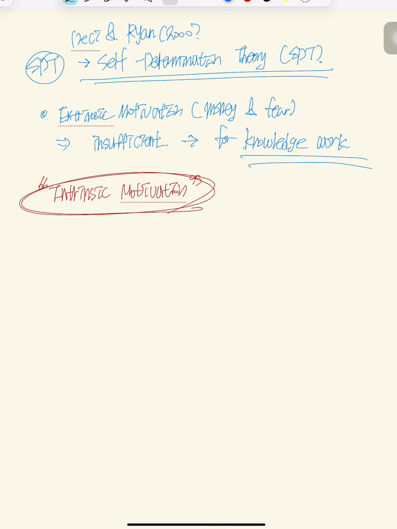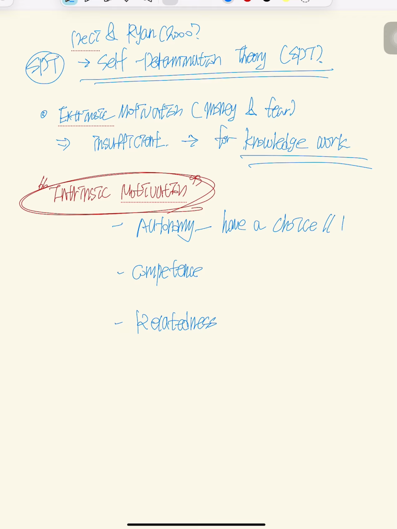Okay, so to do this, an organization must satisfy three basic psychological needs. What are they? Autonomy, competence, and relatedness. The first, autonomy, means the employee feels that they have a choice and voice as well, which means how they execute their work.